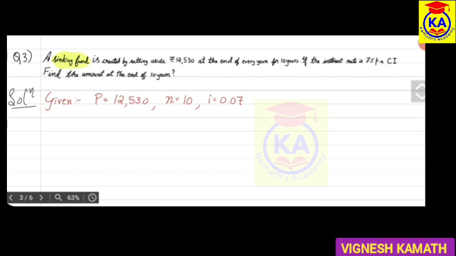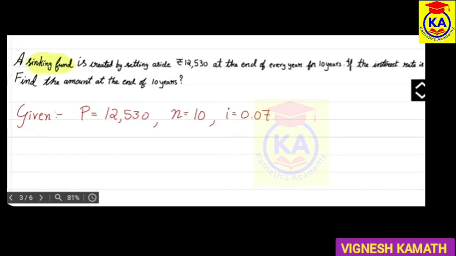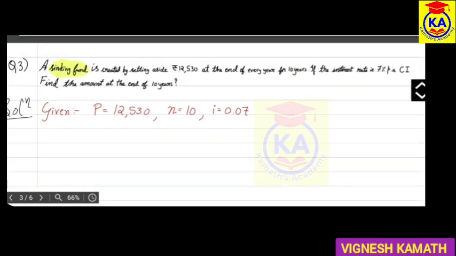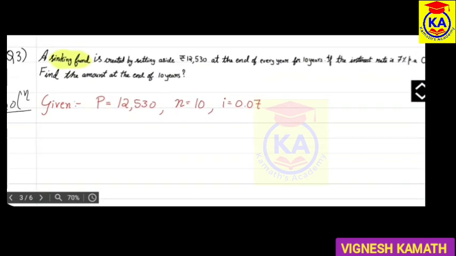A sinking fund is created by setting aside rupees 12,530 at the end of every year for 10 years. If the interest rate is 7% per annum compound interest, find the amount at the end of 10 years. Please note down the question. Now see what things are given. A sinking fund is created. This is a new word, sinking fund.